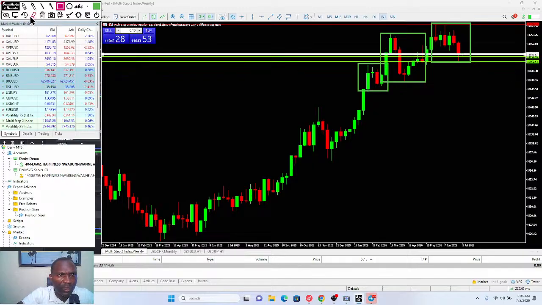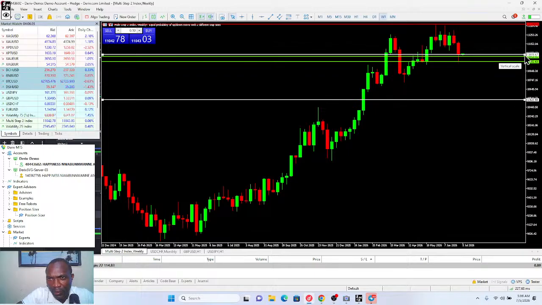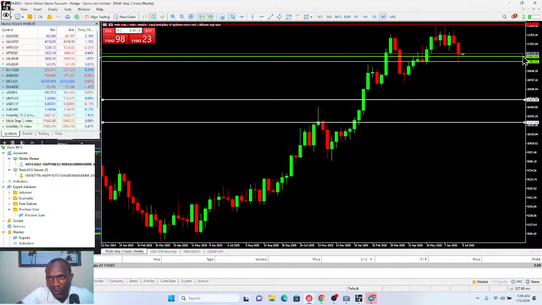But the question now is, how do I enter the trade? When you look at this particular pair, wait, let me just remove this horizontal line so that you get it clear. Initially, we were struggling to see. So now this will not be that useful. Okay, let me explain that.